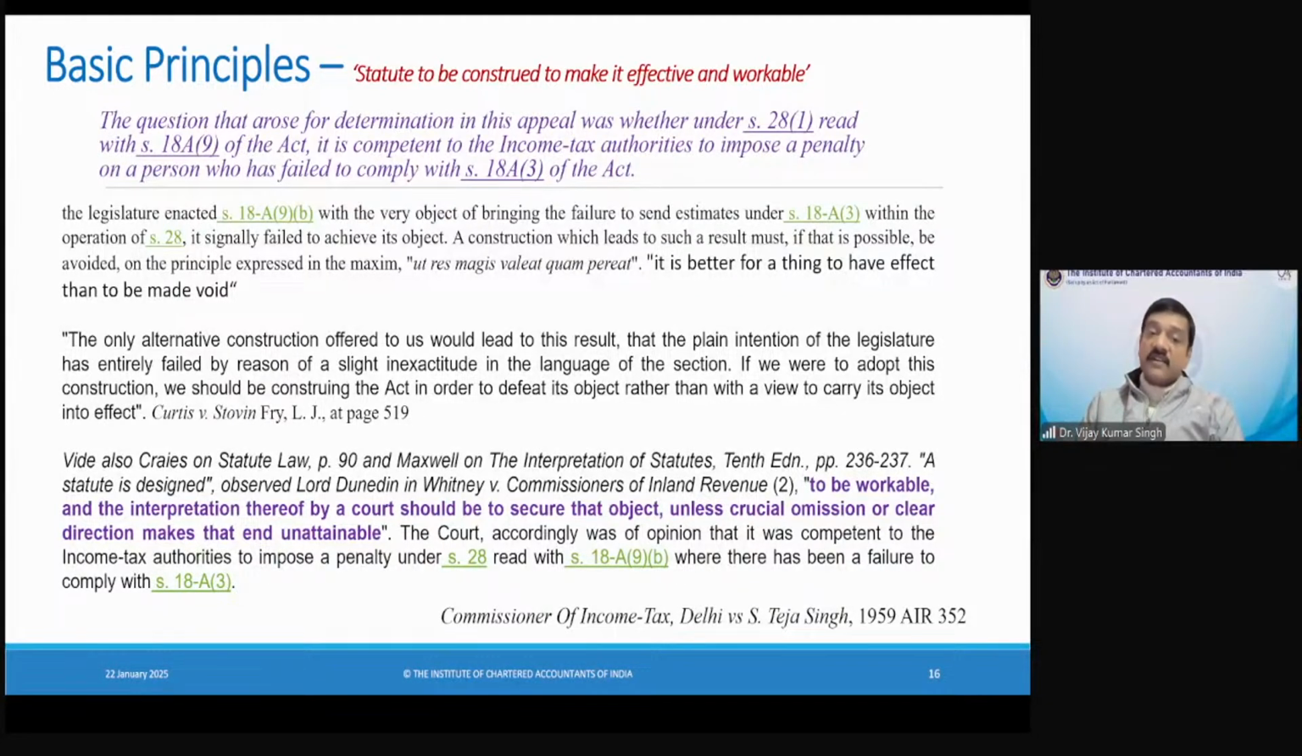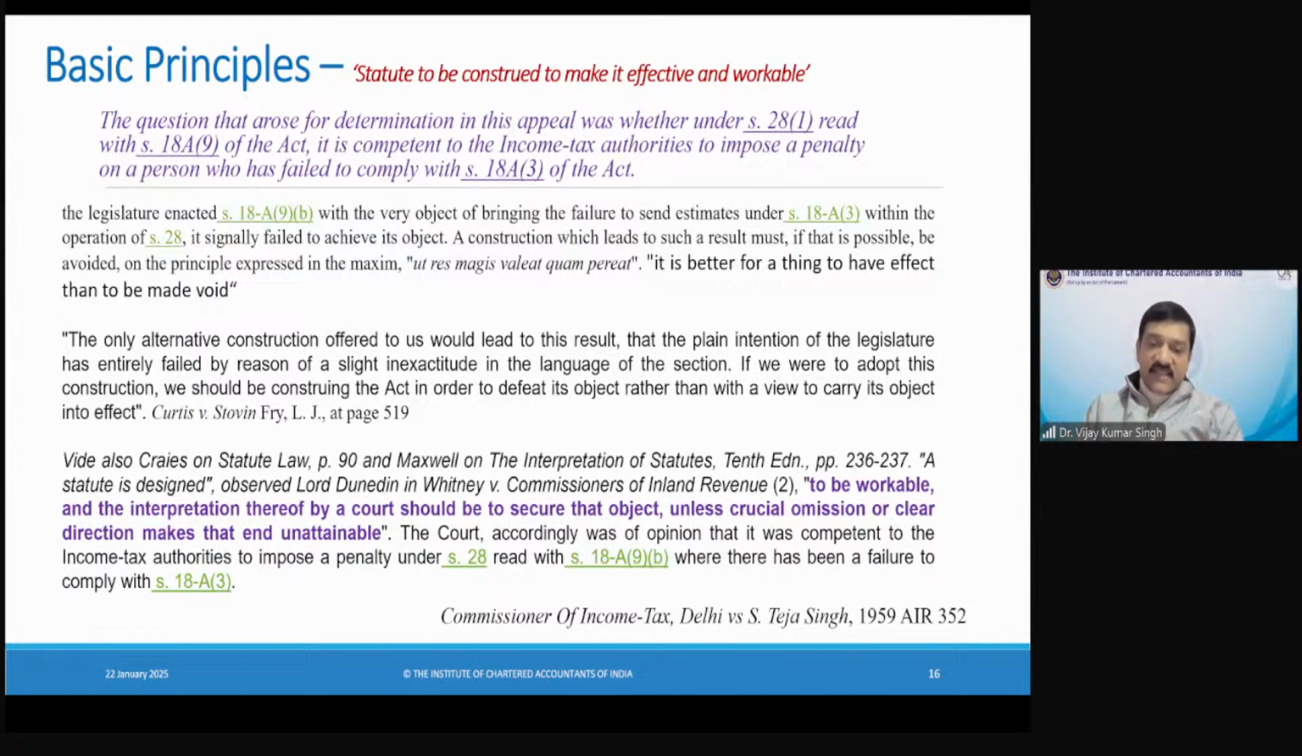In the case of Curtis versus Stovin, the court said: the only alternative construction offered to us would lead to this result, that the plain intention of the legislature has entirely failed by reason of slight inexactitude in the language of the section. If we were to adopt this construction, we would be construing the Act in order to defeat its object rather than with a view to carry its object into effect. So in all these cases, our objective and idea is to make the statute workable.